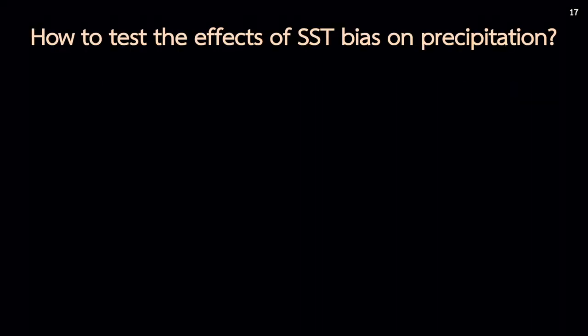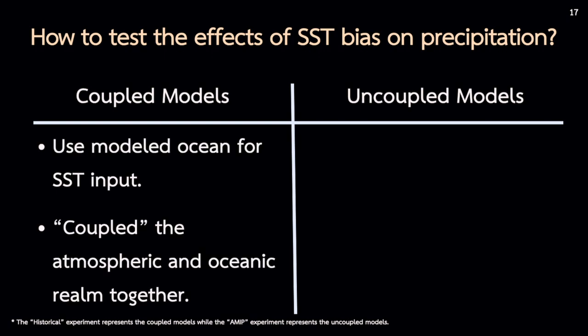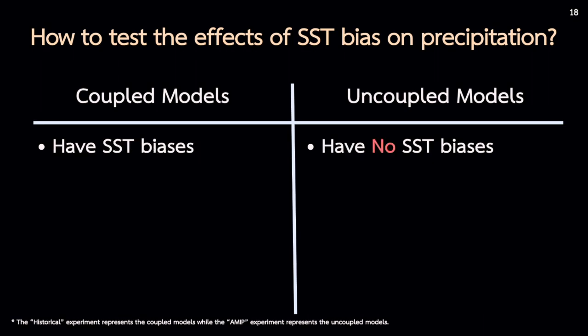So the way to make SST biases the independent variable, I use the two types of climate models, the coupled model and the uncoupled model. In the coupled model, the atmospheric realm and the oceanic realm are allowed to communicate with each other, hence coupled. However, for the uncoupled models, instead of using an ocean model, we use real-world sea surface temperature observations as the boundary conditions for the atmospheric realm instead. This means that the coupled models have sea surface temperature biases, whereas the uncoupled models have no sea surface temperature biases by definition.